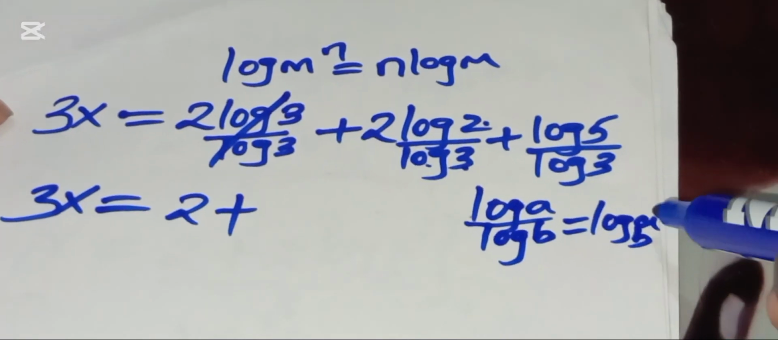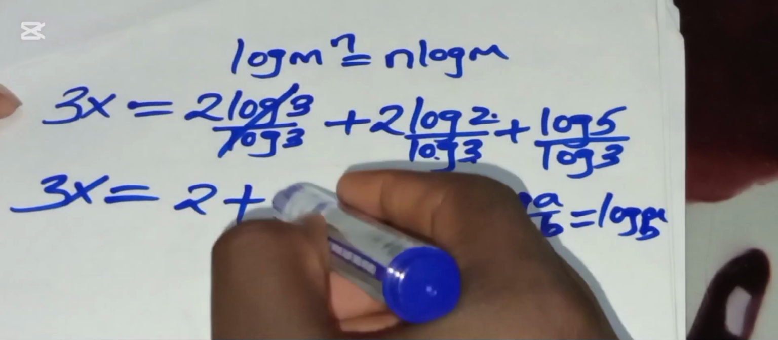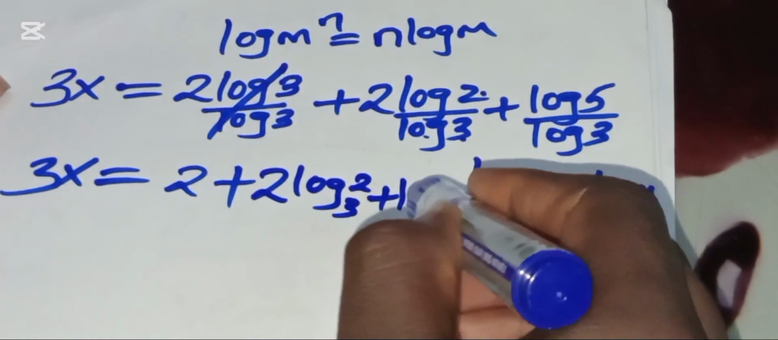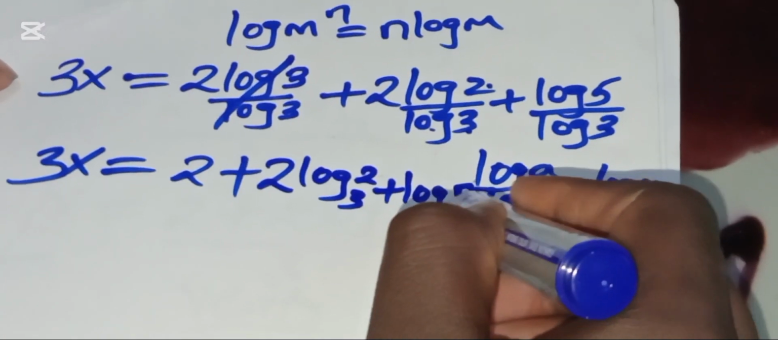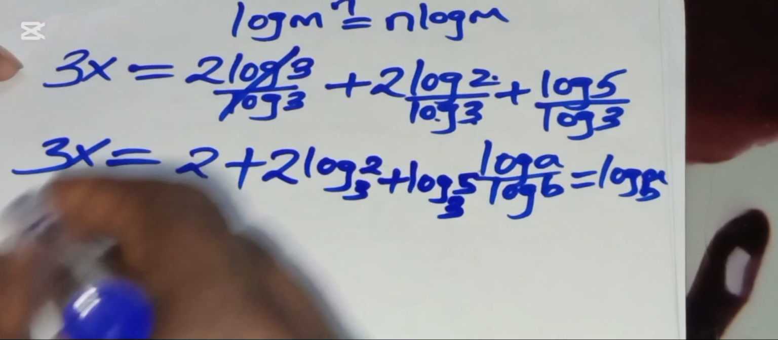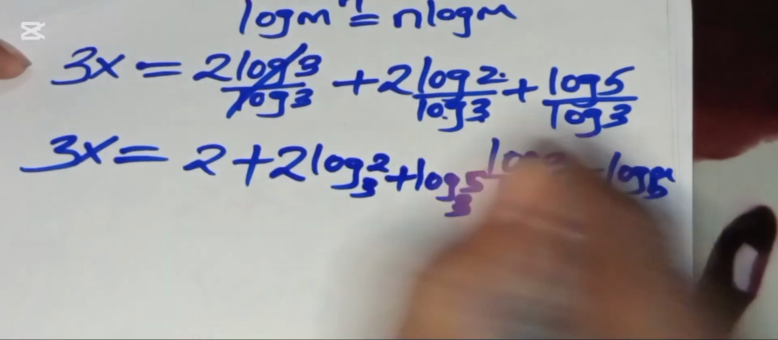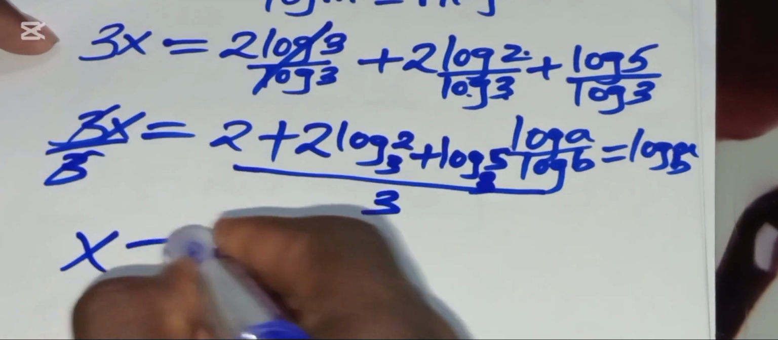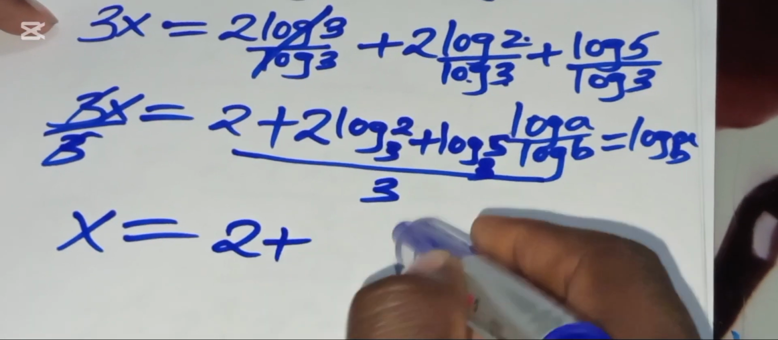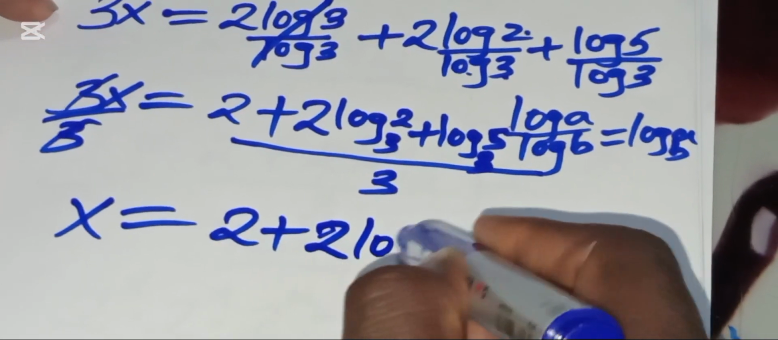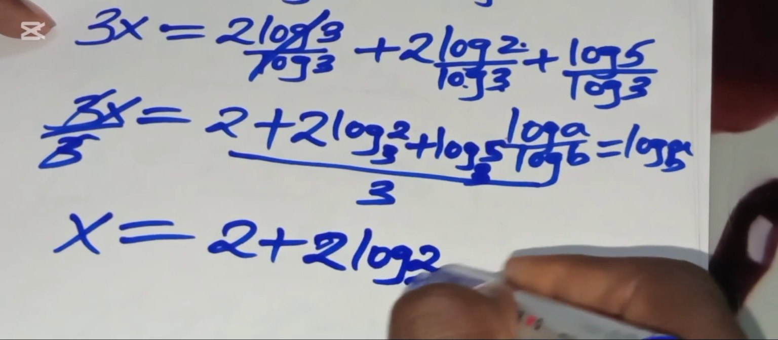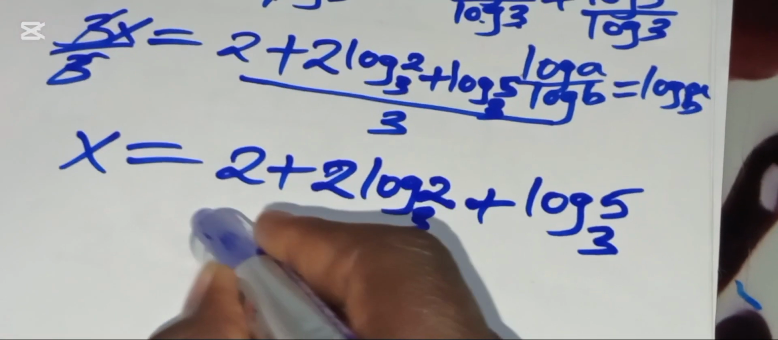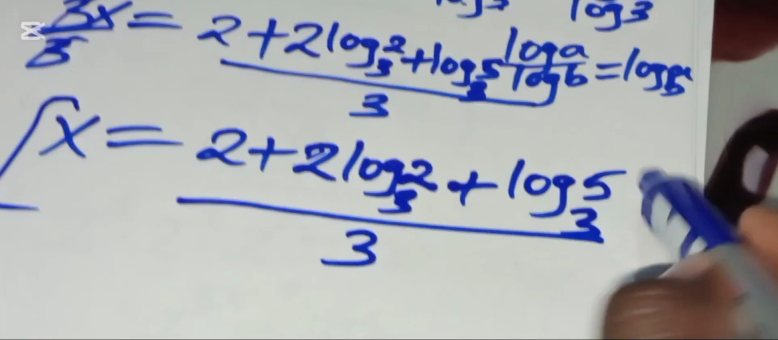Now let's apply this property. We'll have 2 plus 2 log 2 to base 3 plus log 5 to base 3. Now the value of x, we divide both sides by 3, so that we'll have the value of x as 2 plus 2 log 2 to base 3 plus log 5 to base 3, divide everything by 3. Now this is the value of x.